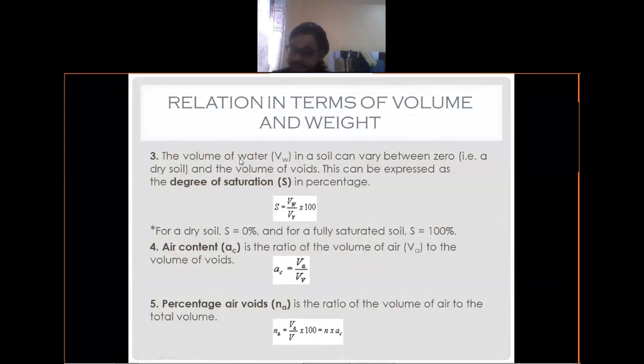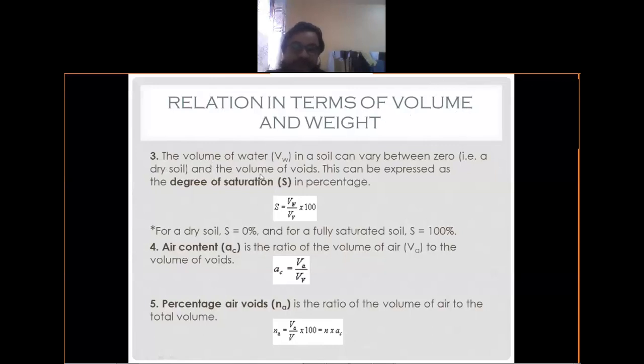So the third relation is degree of saturation. Degree of saturation means how much water is present in the void. Degree of saturation is mainly about knowing the amount of water present in the void. कितना पानी है void में, वही जानना ही degree of saturation.